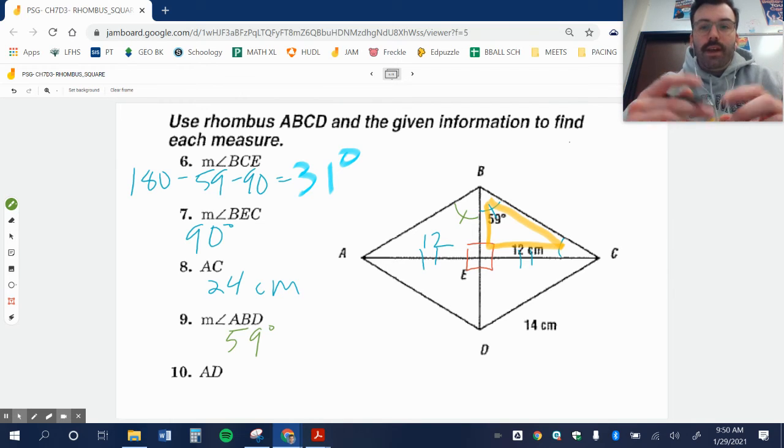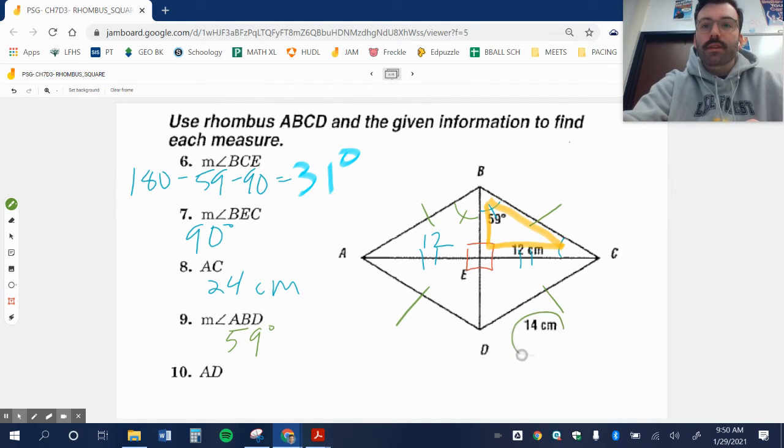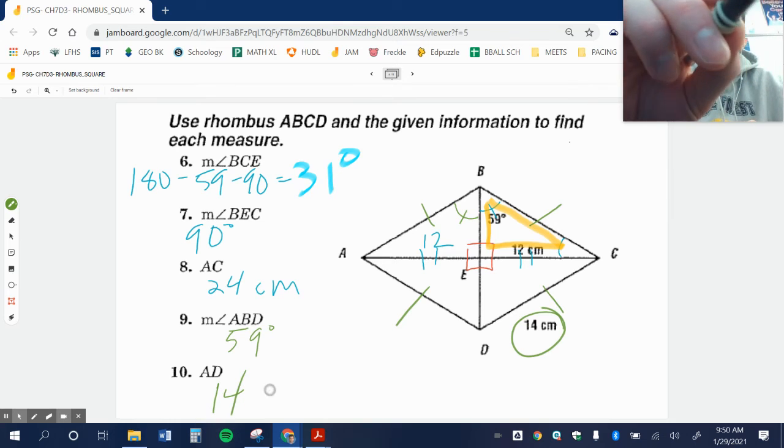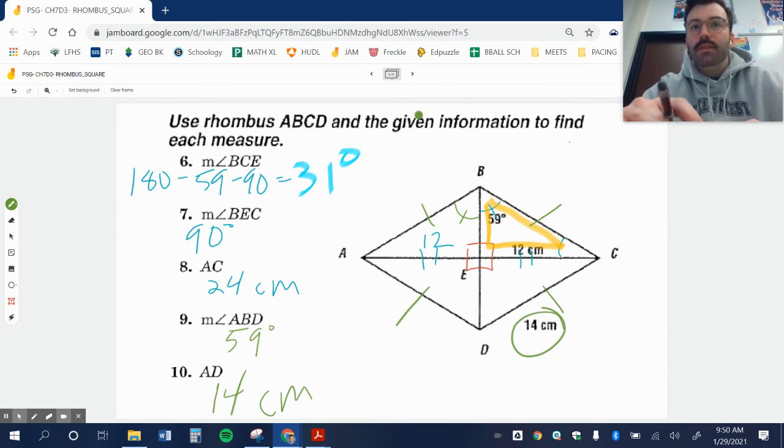Okay, last one for a rhombus. We need to find AD. AD is right here. Well, we know that all four sides in a rhombus are congruent. So if this side is 14, then AD is also 14 centimeters. Boom. That's it for the rhombus.